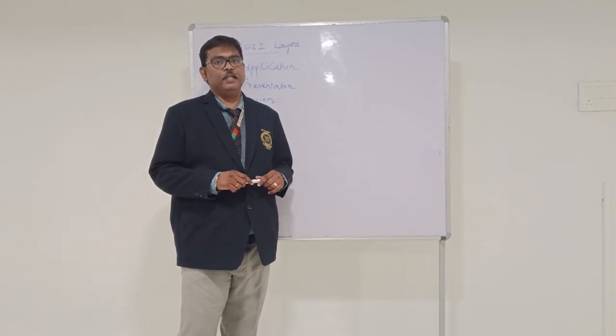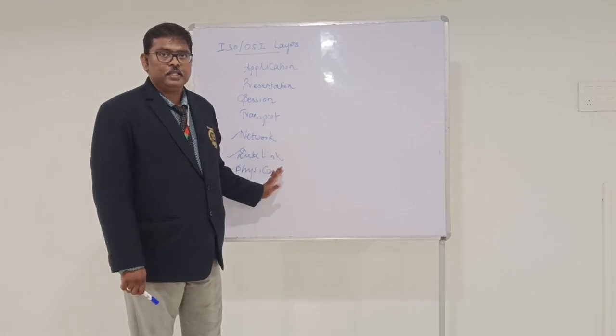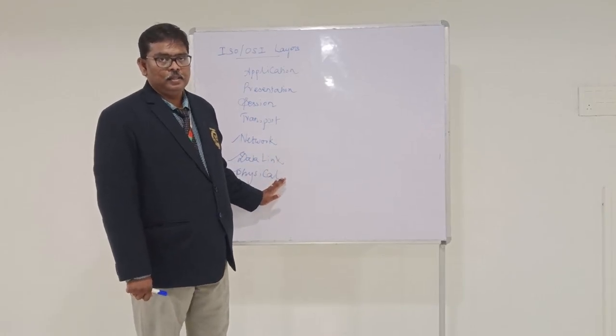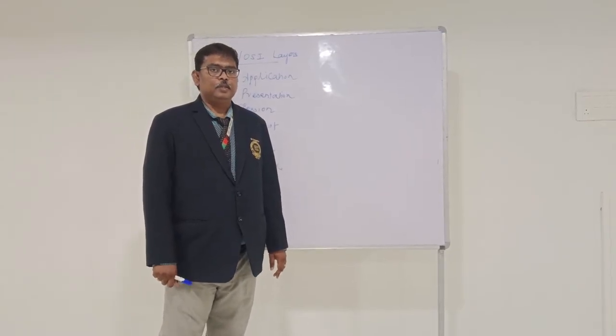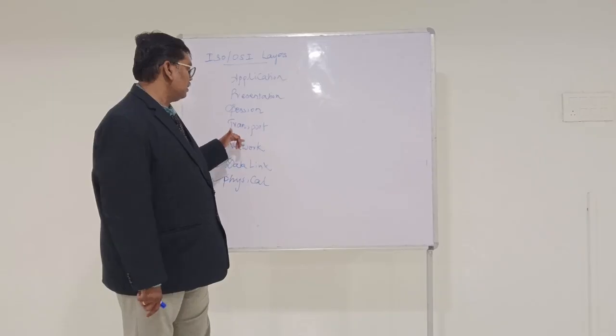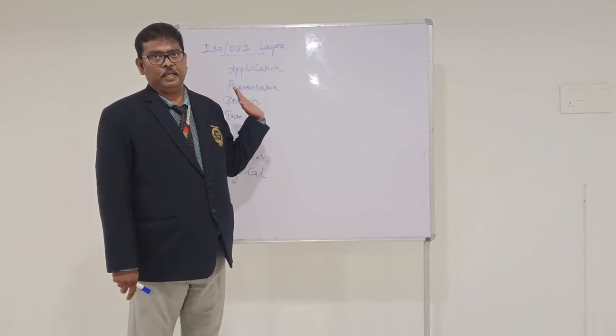In the previous session, we discussed the physical layer, data link layer, and network layer. These three layers are called the hardware layers. The rest of the layers are called the software layers. Today, in the second session, we discuss the transport, session, presentation and application layers.